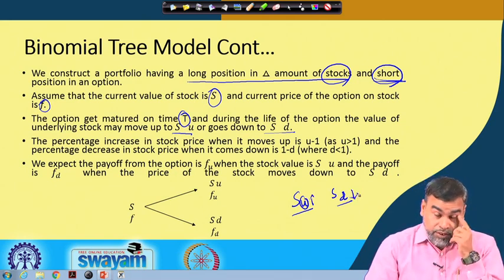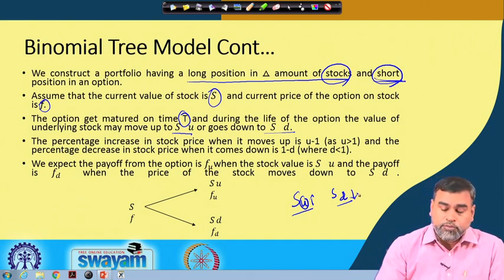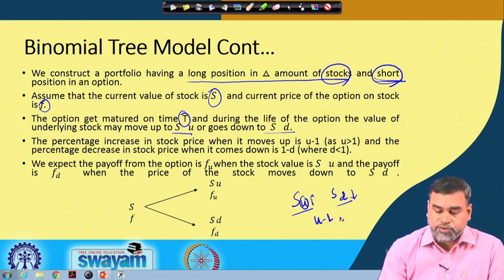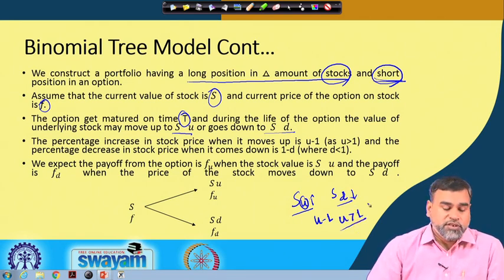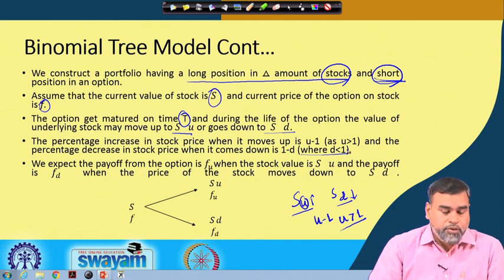So, the percentage increase in the stock price when it moves up is U minus 1, because it is increasing, that means it is more than 100%. So here your U is greater than 1, and the percentage decrease in the stock price when it comes down is 1 minus D, because D is less than 1. And here we are expecting a payoff from the option whenever the price is going up, that is FU, and whenever the price is going down, that is FD.